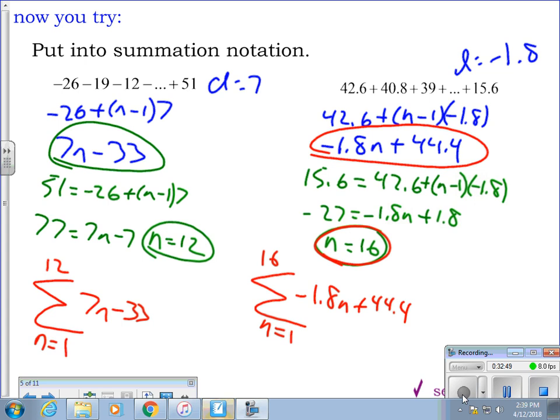Questions? It's a little bit tedious process, but it's not something terribly difficult. Just a lot of steps. Okay.